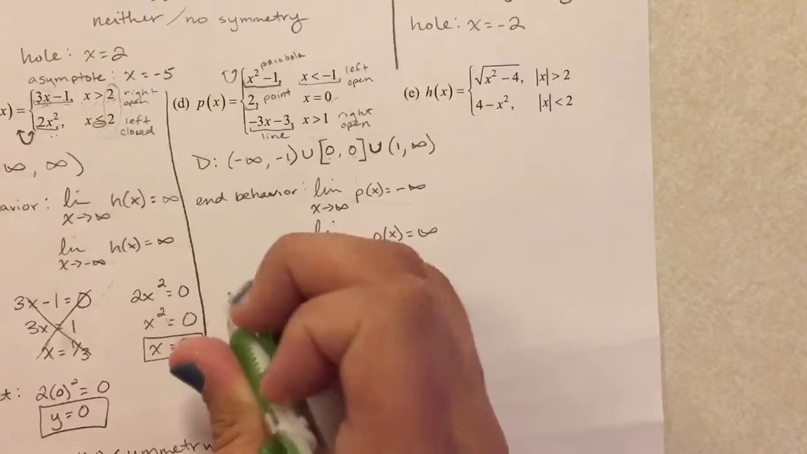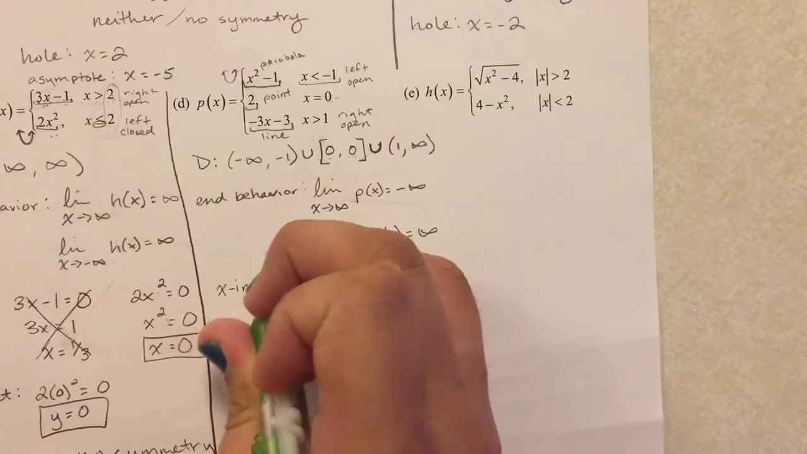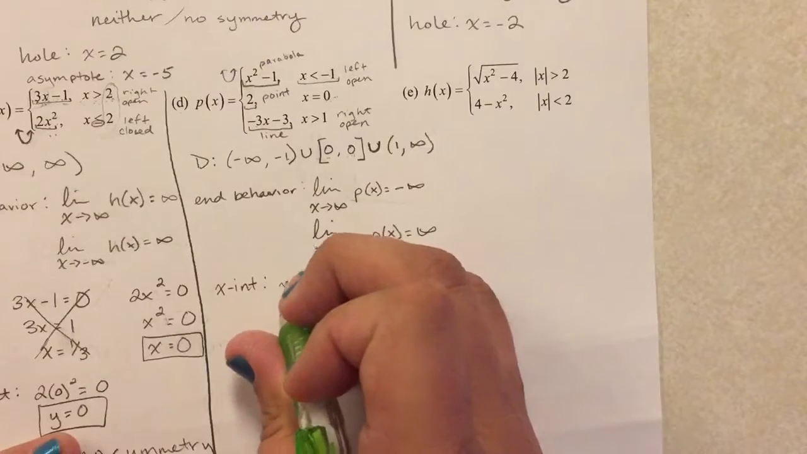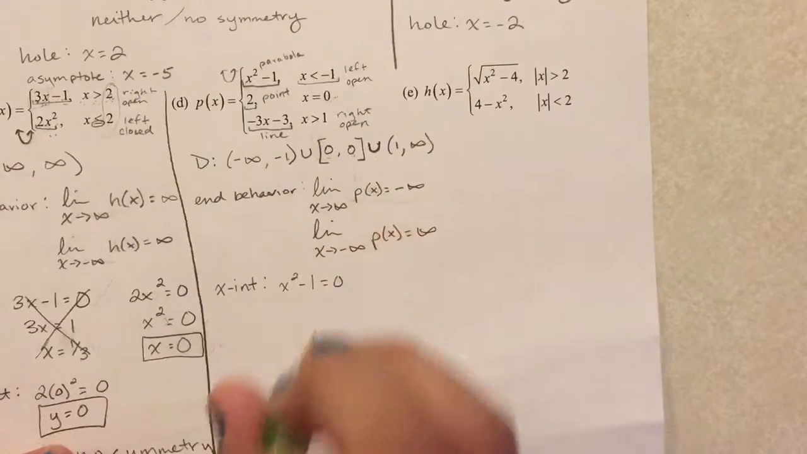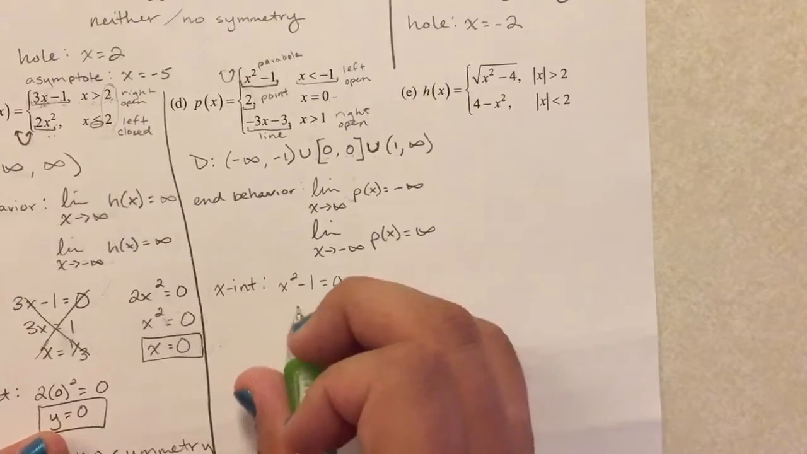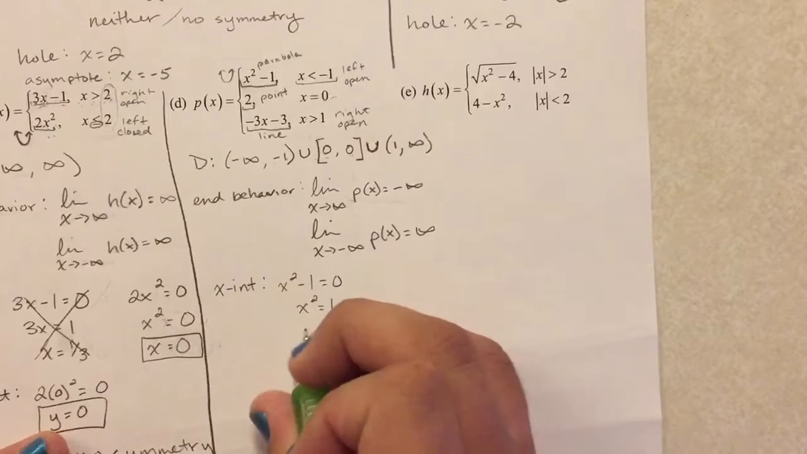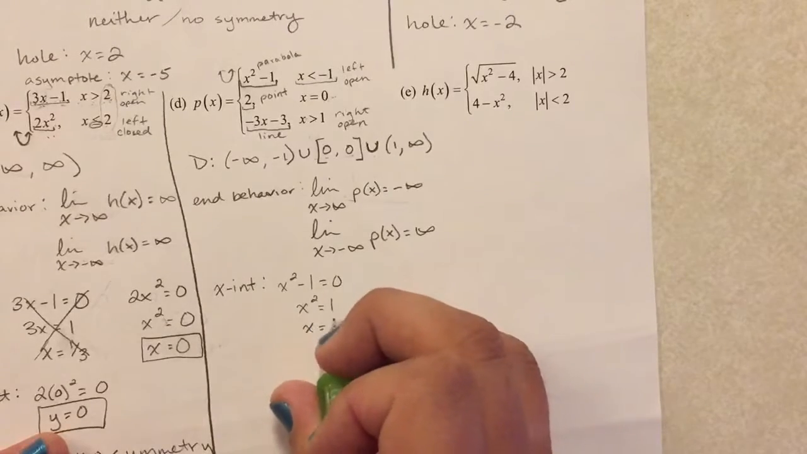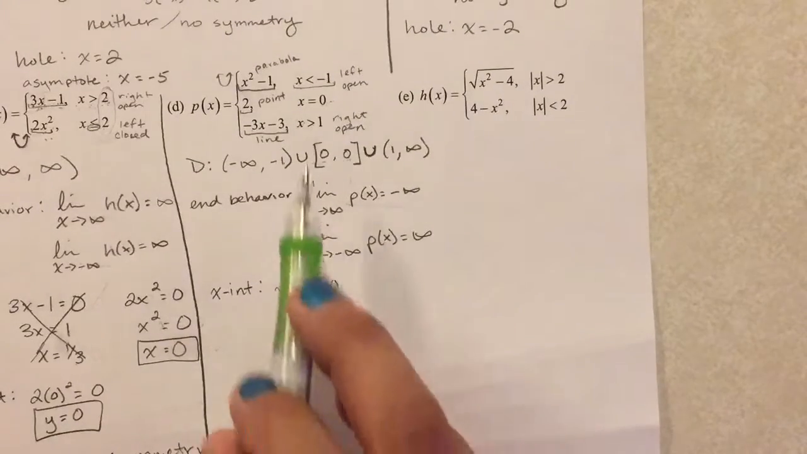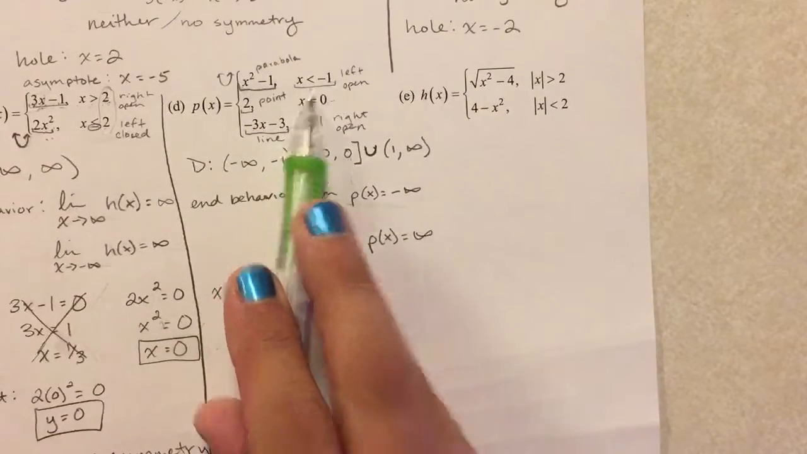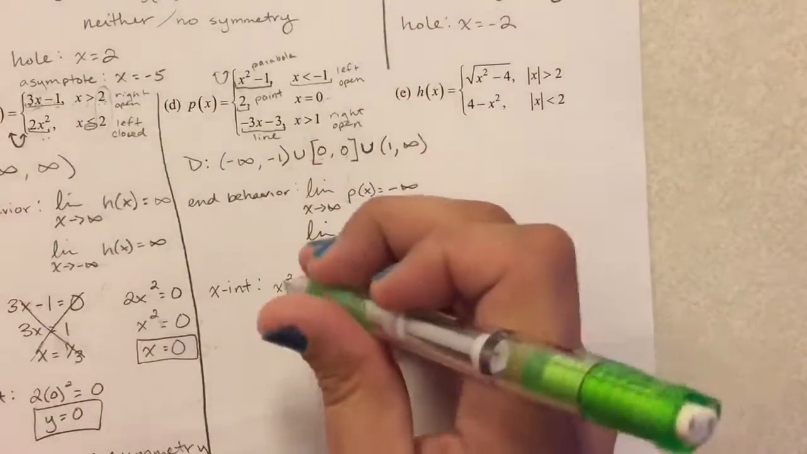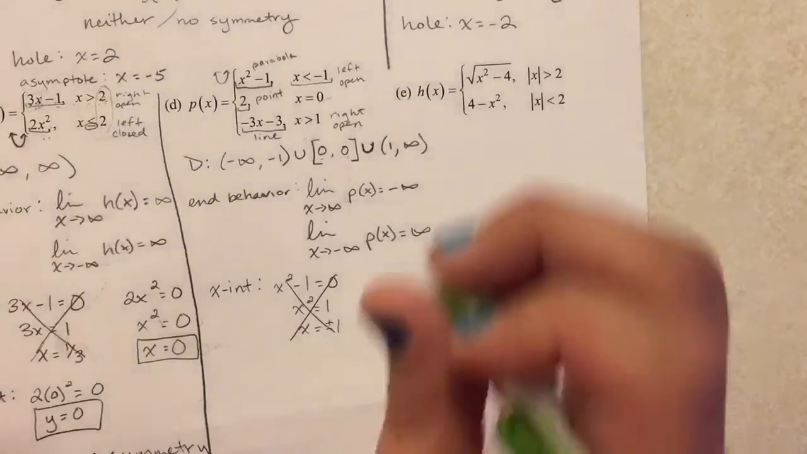Okay, the x-intercepts. X-intercepts occur anytime you would set it equal to 0. So if I've got x squared minus 1 equals 0, I'm going to set each piece equal to 0. So if I set this piece equal to 0, I get x squared equals 1. So x equals, if I square root, plus or minus 1. But neither plus or minus 1 is on that piece of the function. The -1 looks like it would be, but because it's not or equal to, it's not included. So that's not an x-intercept.